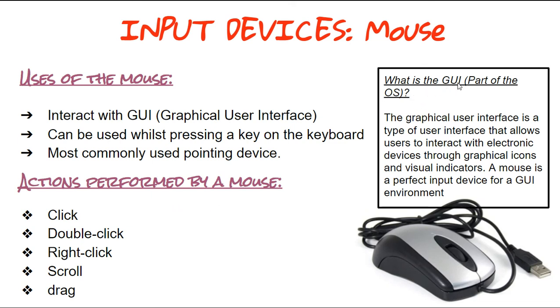What is the GUI? Graphical user interface. It's part of the operating system. The graphical user interface is a type of user interface that allows users to interact with electronic devices through graphical icons and visual indicators. A mouse is a perfect input device for a GUI environment.